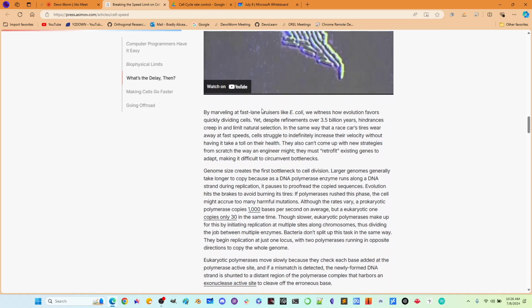By marveling at fast-lane cruisers like E. coli, we witness how evolution favors quickly dividing cells. So this is something that is selected for in evolution in bacteria, this rate of quick division. But yet, despite refinements over 3.5 billion years, hindrances creep in and limit natural selection. In the same way that a race car's tires wear away at faster speeds, cells struggle to indefinitely increase their velocity without it taking a toll on their health.